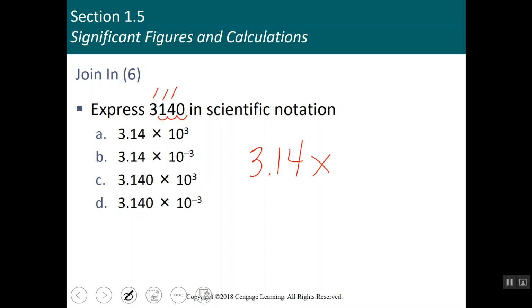And what I have students do is look at the number and ask, is that a big number or a small number? Because we moved it 3 times. If it's a big number, that's a positive 3. If it was a small number, it'd be a negative 3. So the correct choice is 3.14 times 10 to the third.